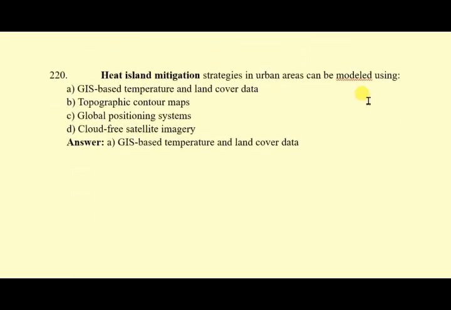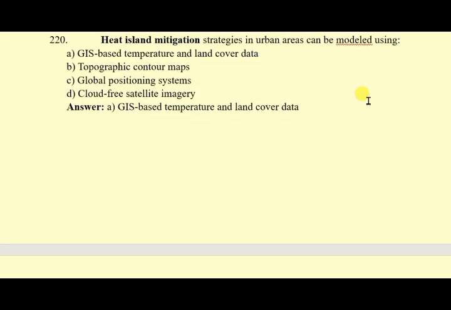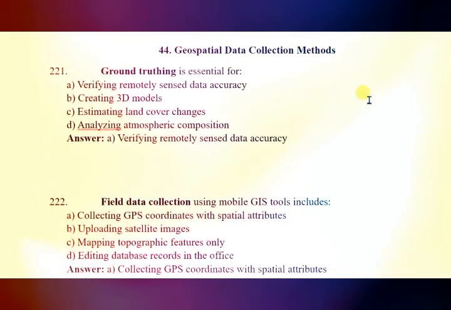Question 220. Heat island mitigation strategies in urban areas can be modeled using GIS-based temperature and land cover data, topography, contour maps, global positioning systems, cloud-free satellite imagery. Here the right answer will be GIS-based temperature and land cover data.